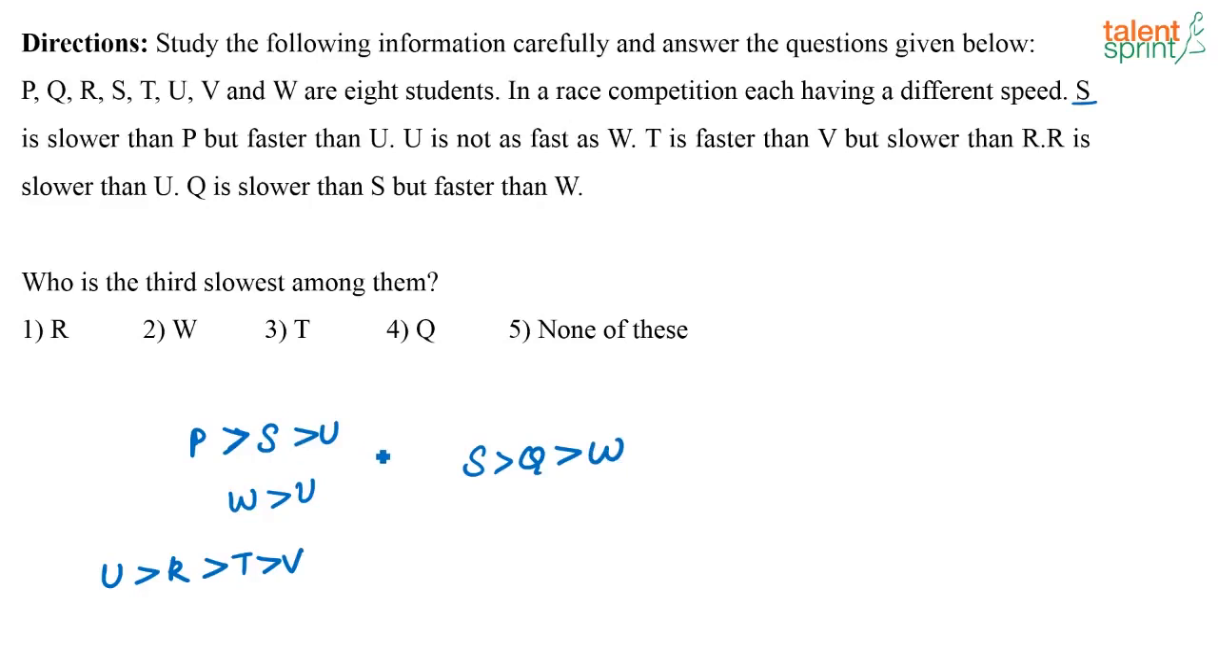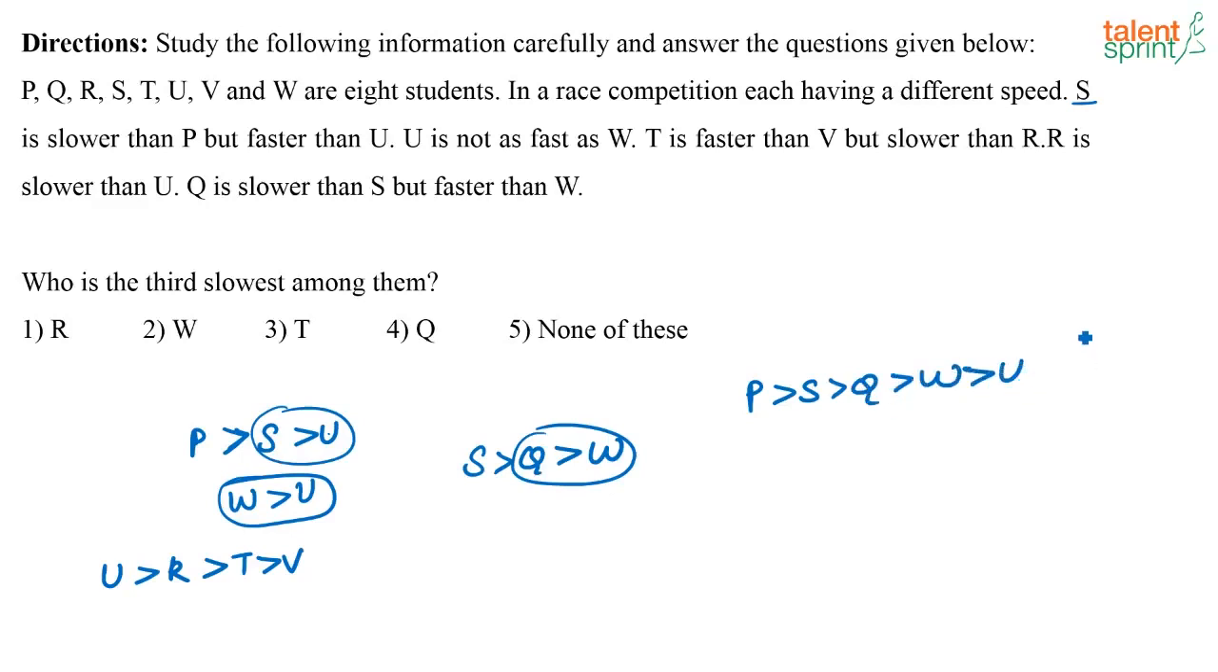So now if you combine all of these statements, what will you get? See, I know P is greater than S and S is greater than U, but I also know W is greater than U. I also know Q is greater than W. So if I combine all of these, how can I write? I can say P is greater than S and S is greater than Q and Q is greater than W and W is greater than U. U is greater than R, T and V. So this is the fastest person and this is the slowest person.